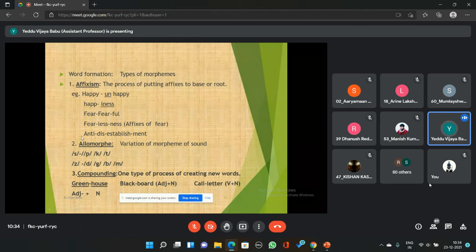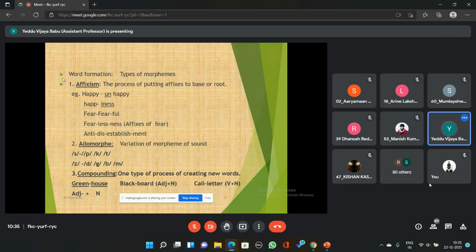The first and foremost one is affixing, the process of adding affixes to a base or root morpheme. We had many examples in the previous class, like happy, unhappy, happiness. These are examples of prefixes and suffixes. Adding something before the word is called prefixation, and adding something after the word is called suffixation. The entire process is called affixation, and we can have many examples here.